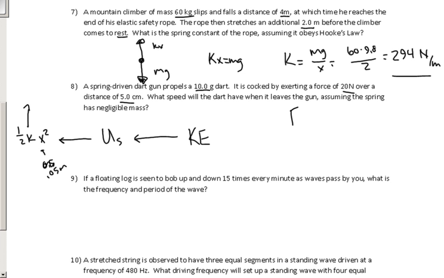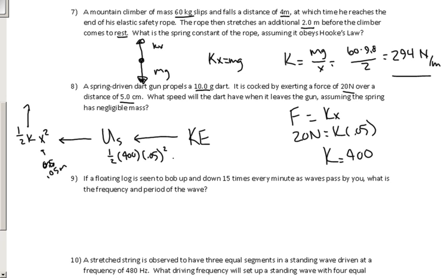But k can be found because we know F is equal to kx. So 20 newtons is equal to k times 0.05. So our k is then 400. So then our spring potential is 1/2 times 400 times 0.05 squared. That's going to equal our kinetic energy, which is 1/2 mv squared. Solving all of this, we get that v is equal to 10 meters per second.